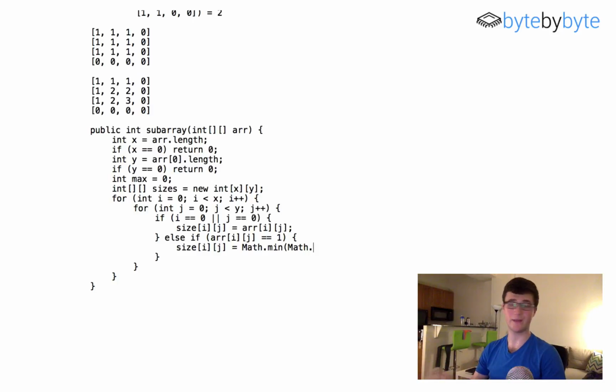we're comparing 3, so I'm going to nest the math.mins. So math.min of math.min of sizes[i][j-1], and then sizes[i-1][j], and then sizes[i-1][j-1].